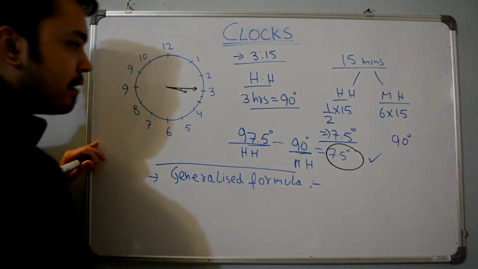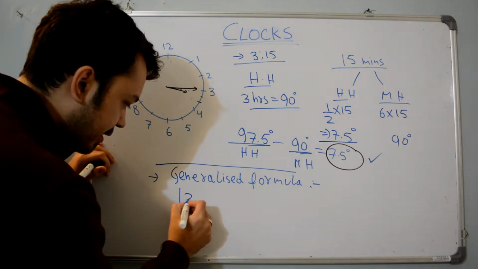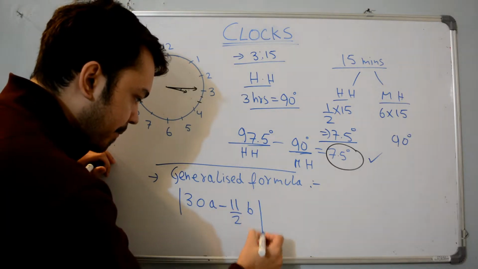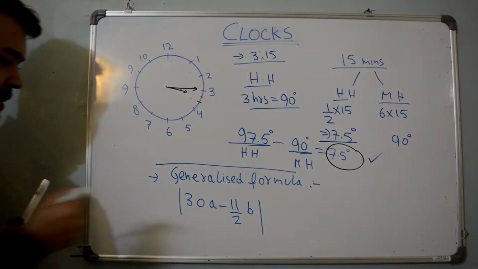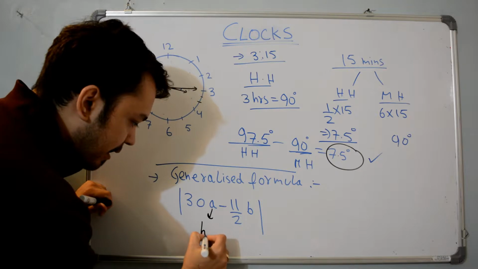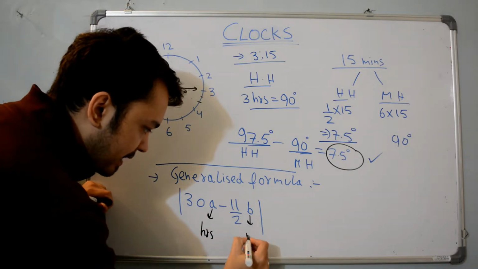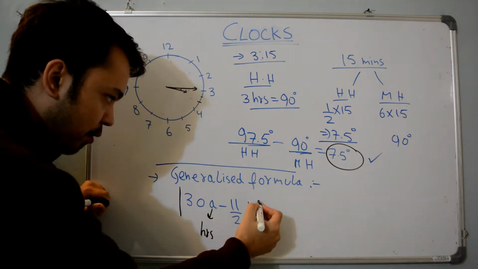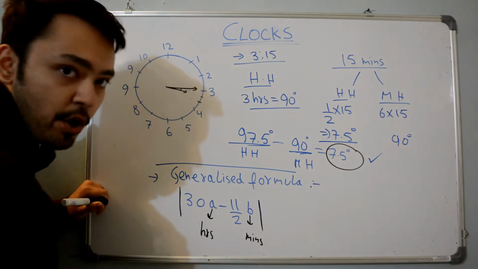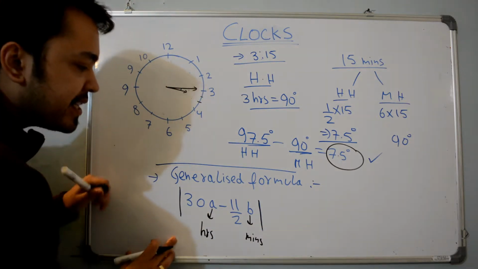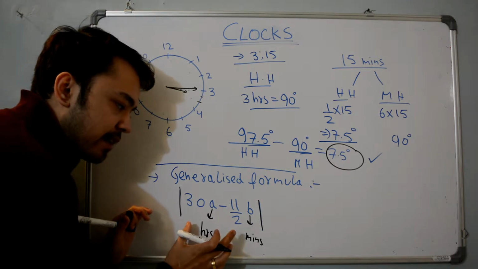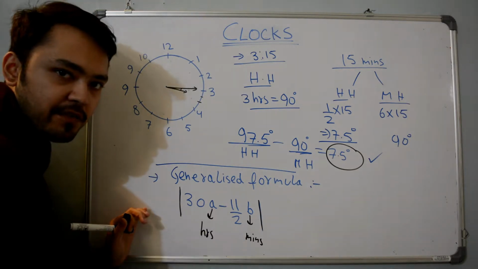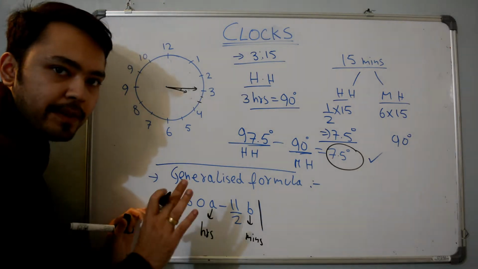Whenever you have to calculate the angle between the two hands of the clock, you will use this: |30A - 11/2 B|. Now let me explain this. In this formula, A will be the time in hours and B will be the time in minutes. And this sign, you all know, is the sign of modulus or mod in short form, which means that no matter what our answer comes inside the modulus, outside it will always come out to be positive, because simply time cannot be negative.